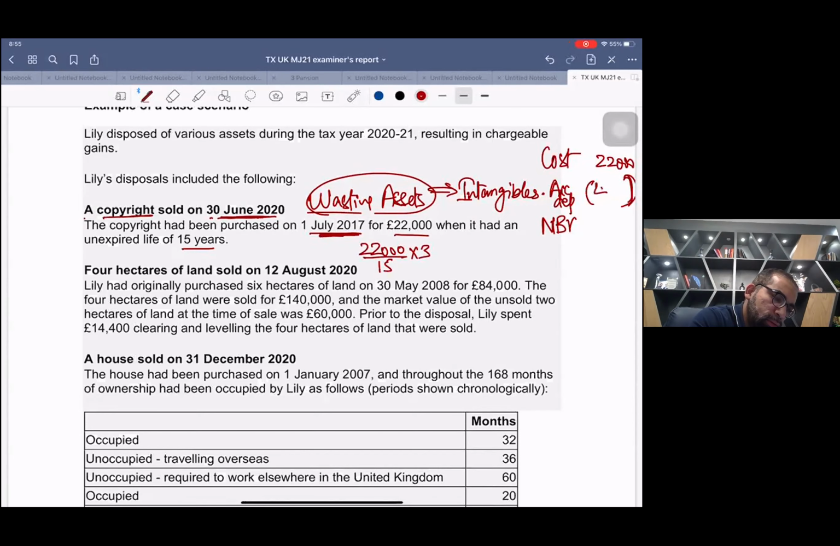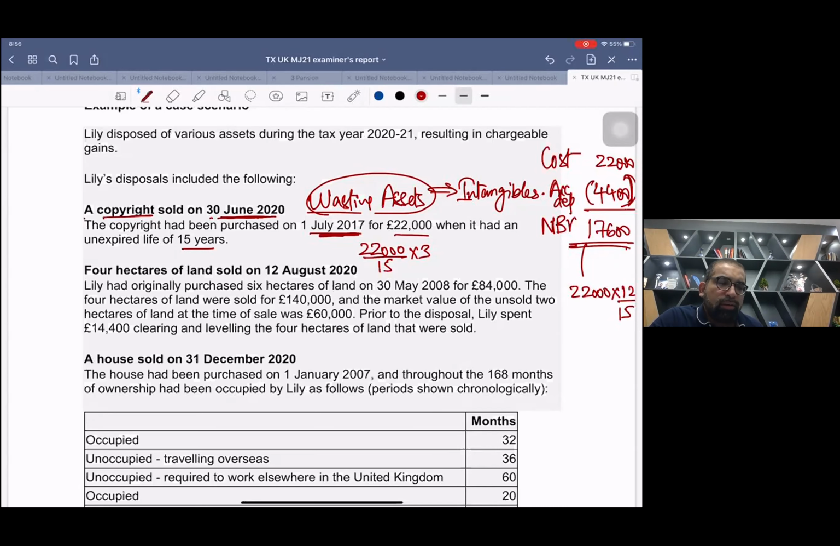4,400. Thank you. So your NBV will be 17,600. This is your NBV. And yes, even in my class, I also teach this shortcut method. You can directly calculate NBV through 22,000 times 12 upon 15.